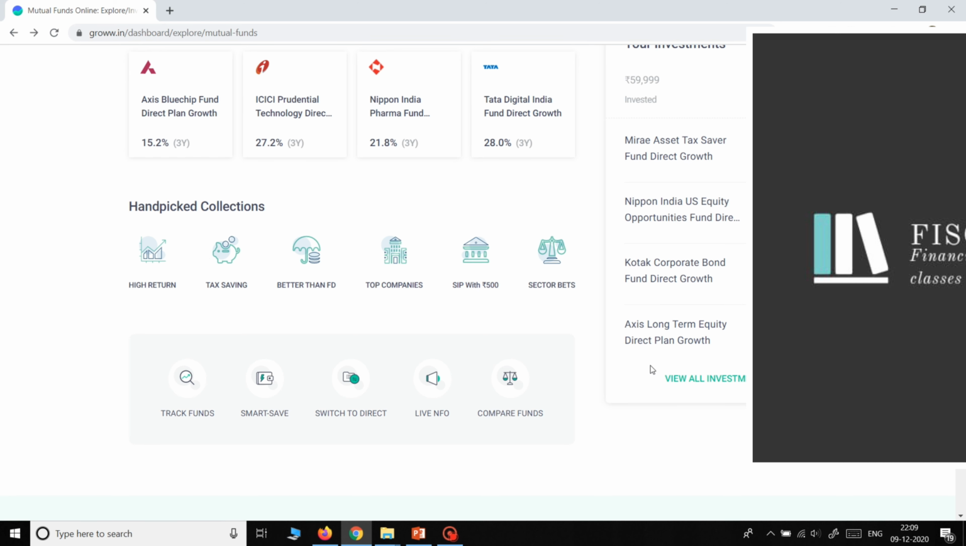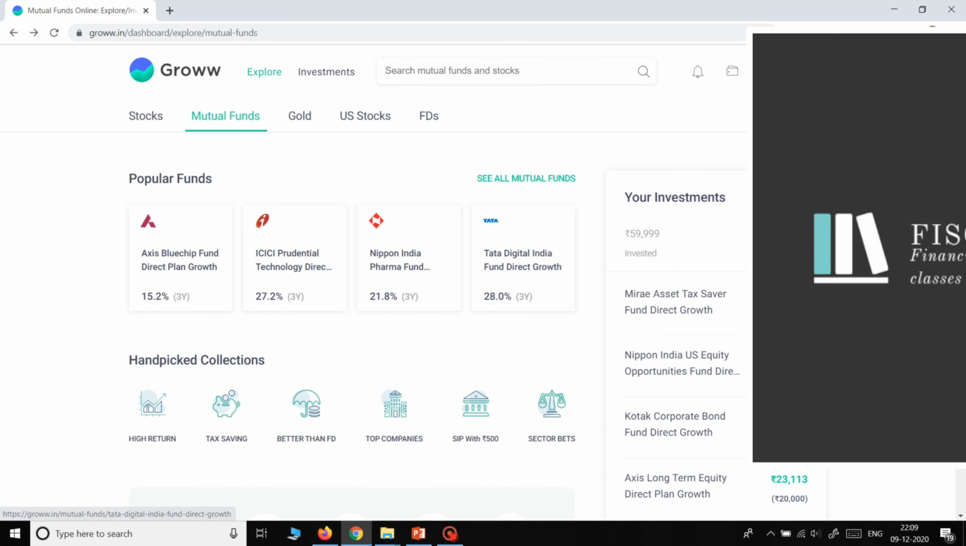This Mirae Asset and Axis Long Term Equity are also tax saver funds, and I invested in them just to take tax advantage. So for all tax saving purposes, you should go to this one, and you can even search for any particular fund which is providing tax saving using this search tab, so that is also there.